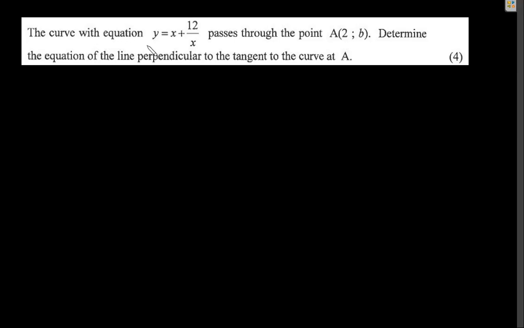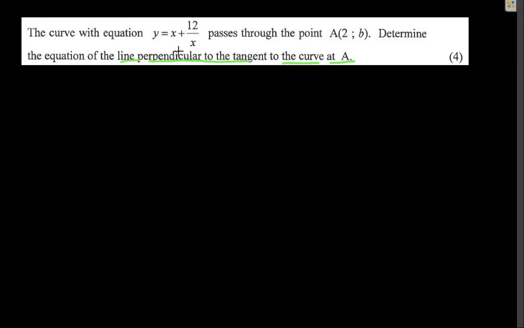The curve with this equation passes through the points A, 2 and B. Determine the equation of the line perpendicular to the tangent to the curve at A. It's a lot, I don't want to lie. Equation of a line perpendicular to the tangent to the curve at A. Seems confusing, but good people, it's really nothing. Now, let's make sense of what we have.